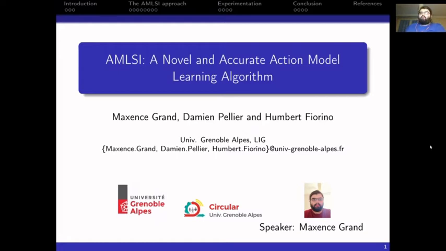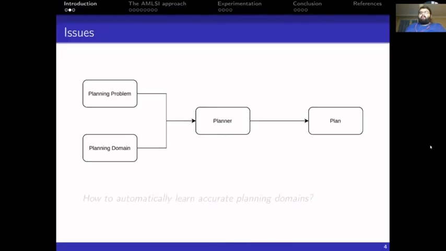I will begin with a little introduction about automated planning. Automated planning is a field of artificial intelligence which develops planners to solve planning problems. A planner takes as input a planning problem and a planning domain and returns a plan, based on an action sequence. The planning domain is a set of preconditions and effects of all actions in the planning problem.